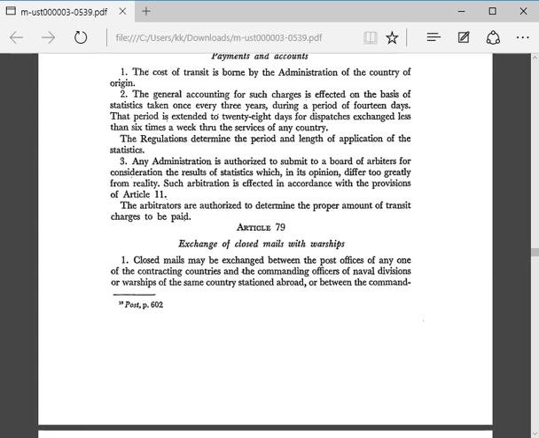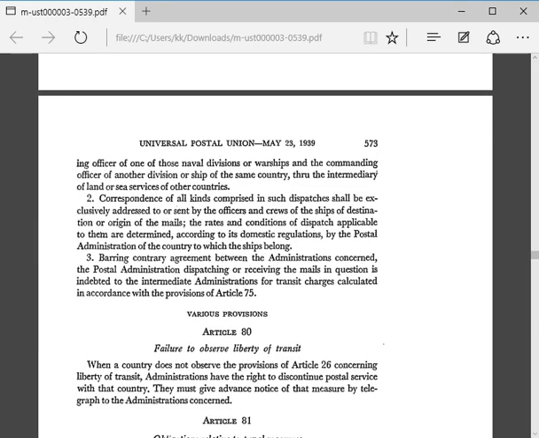Article 79. Exchange of closed mails with warships. Closed mails may be exchanged between the post office of any one of the contracting countries and the commanding officers of naval divisions or warships of the same country stationed abroad, or between the commanding officer of one of those naval divisions or warships and the commanding officer of another division or ship of the same country, through the intermediary of land or sea services of other countries. Correspondence of all kinds comprised in such dispatches shall be exclusively addressed to or sent by the officers and crews of the ships of destination or origin of the mails.